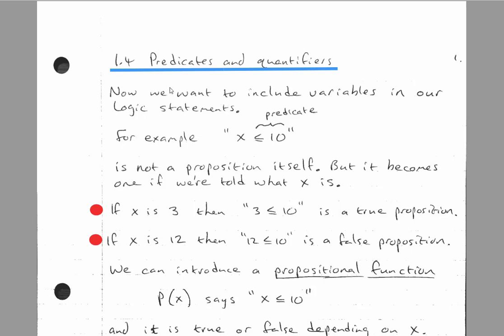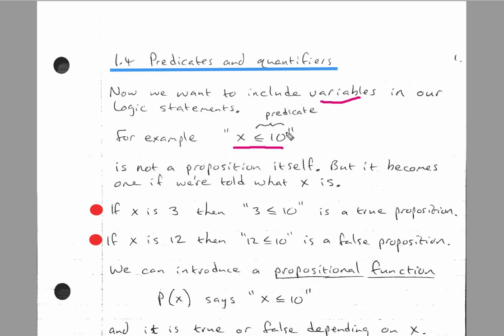Section 1.4 next, predicates and quantifiers. So now, things are getting more complicated. We're including variables in our logic statements. So here's x. And so if we say x less than or equal to 10, we saw before that's not a proposition. It's not true or false. Well, you need to know what x is.